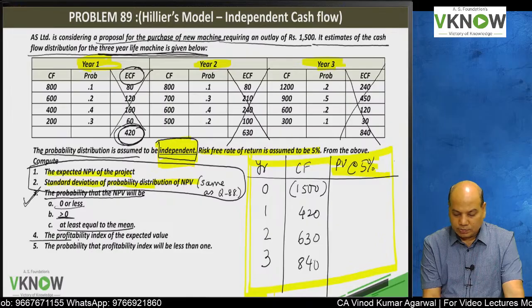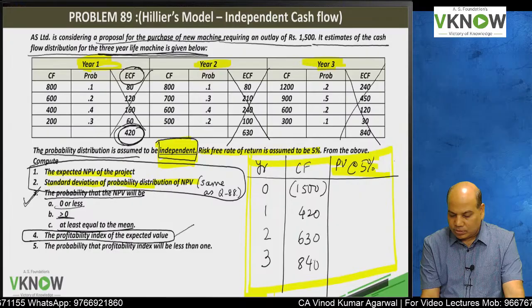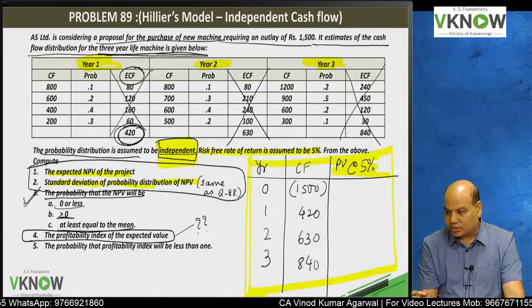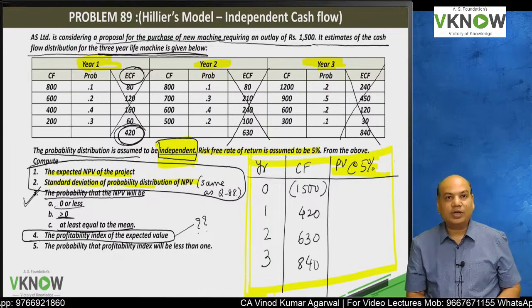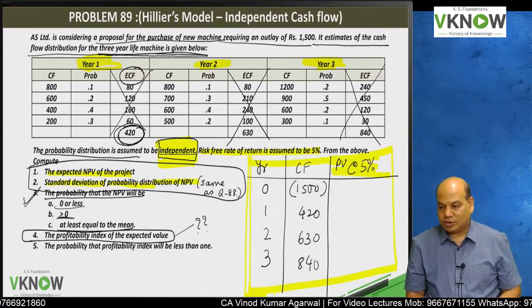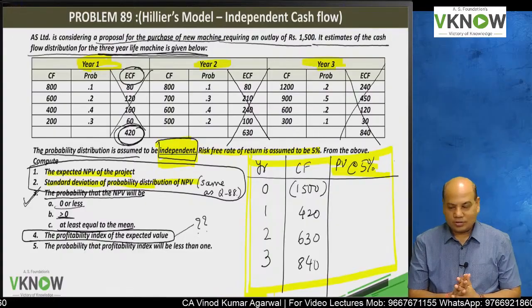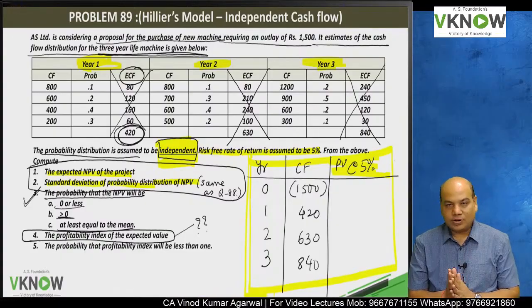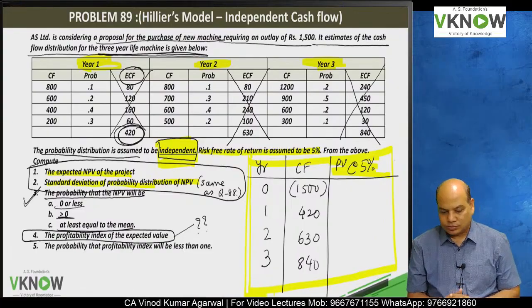Then the next question is profitability index. Do you remember the formula of profitability index? Anybody who would like to answer profitability index? Profitability index formula, please reply. Profitability index formula is PV of cash inflow upon PV of cash outflow.